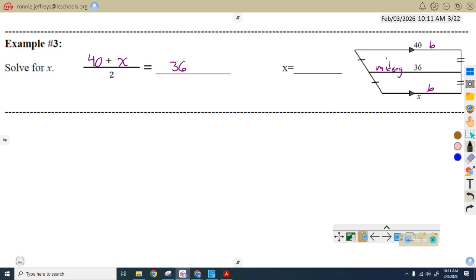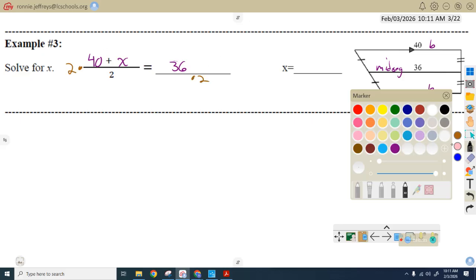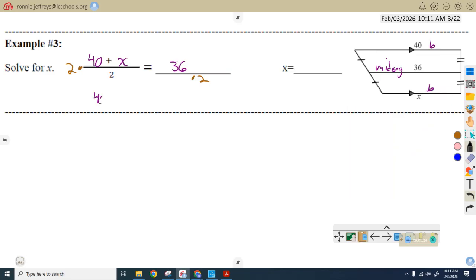All right. So to solve this, what would we do first? What's our first step besides cry? Multiply by 2 because this whole thing is being divided. And then we would subtract 40. And we would get 32.